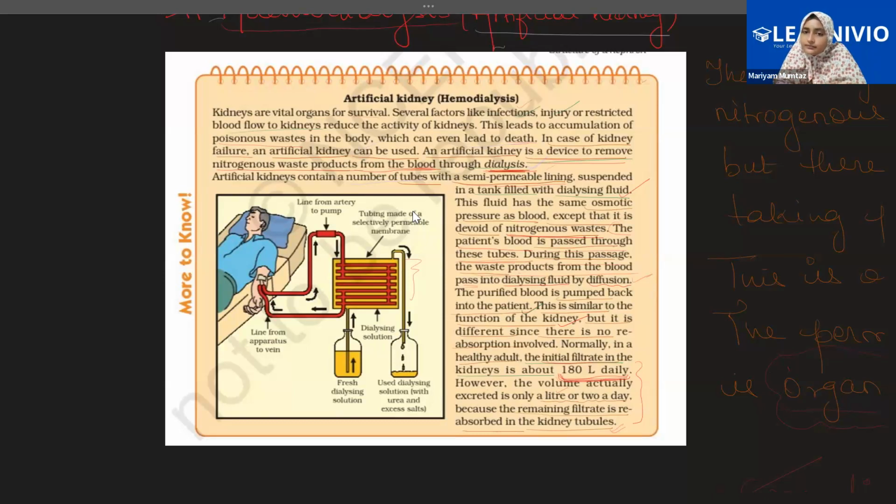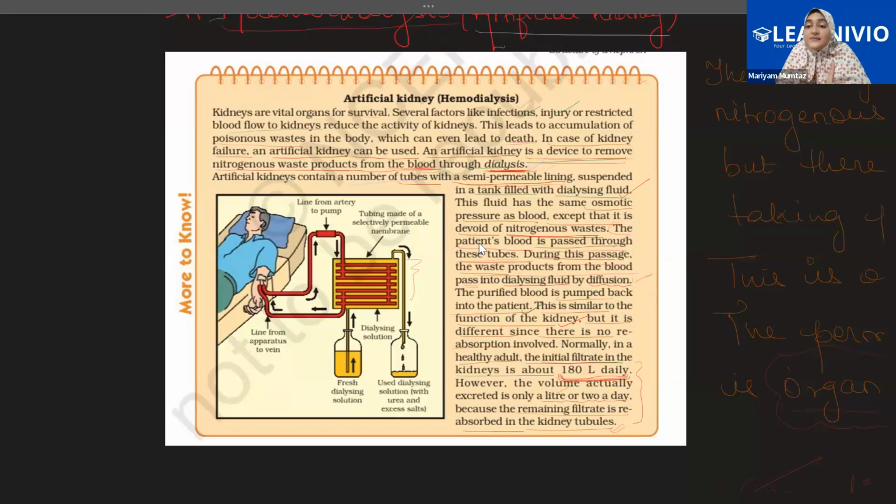But won't the person die once both the kidneys fail? No, the person won't die because this is being done. If hemodialysis is not done, then the person will die. But if he is undergoing hemodialysis periodically, how it's supposed to be, then he'll not die. But it is not a permanent fix.